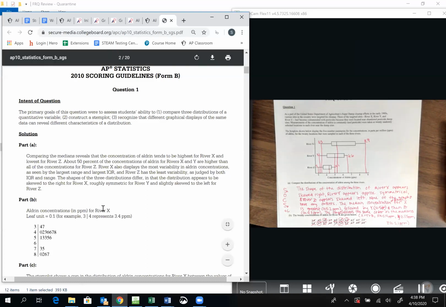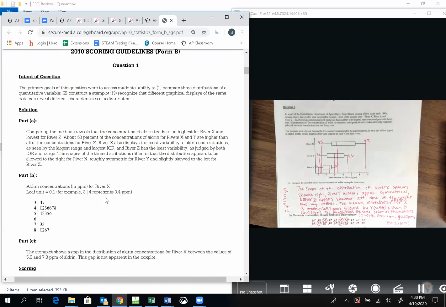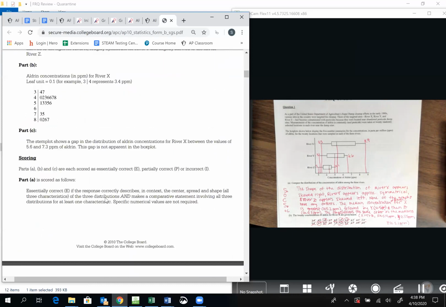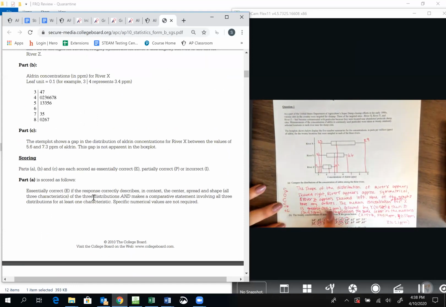So if you read their description, it's going to be similar. It's not going to be identical. Let's look at the scoring guideline to see what check marks they looked for. So part A is scored as follows: essentially correct if the response correctly describes in context the center, shape, and spread of all 3 distributions. So the center, so the median, I described it in context, so the median concentration, so I did that.